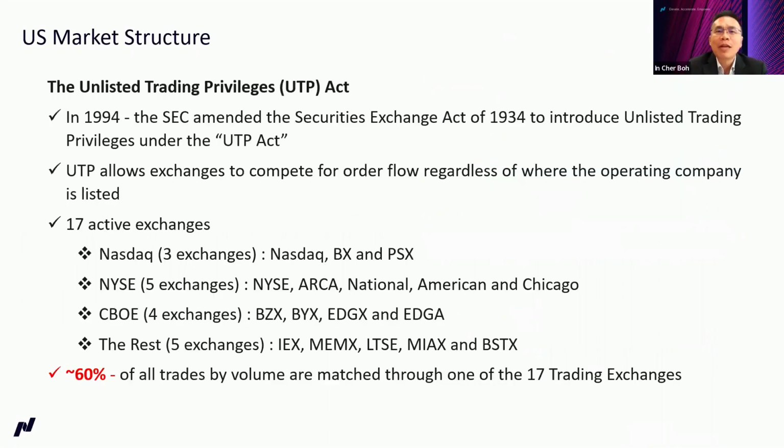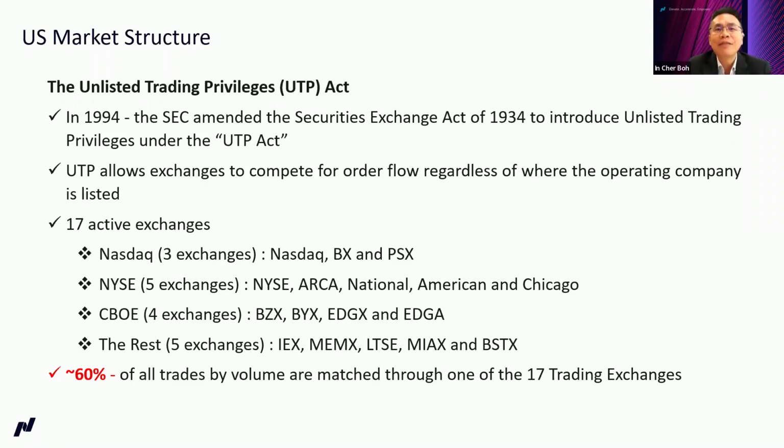In the next slide, I would like to introduce you to the Unlisted Trading Privileges, or UTP Act. Back in 1994, the SEC amended the Securities Exchange Act of 1934 to introduce unlisted trading privileges under the UTP Act. This UTP Act allows exchanges to compete for order flow regardless of where the operating company is listed. This effectively means that any exchange can trade any security regardless of where that security is listed.